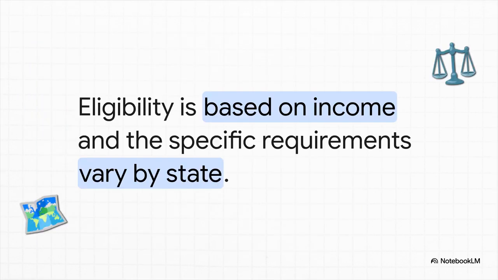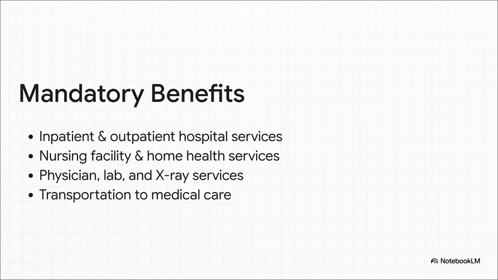So because the states have a big say, the rules for who can get Medicaid can be totally different from one state to the next. It really depends on where you live. The one thing that's the same everywhere, though, is that it's all about your income level. Now, even though states get to make some of their own rules, the federal government steps in and says, hey, every Medicaid program has to cover these essential things. We're talking about stuff like hospital care, doctor's appointments, the basics. This makes sure there's a standard level of care no matter what state you're in.